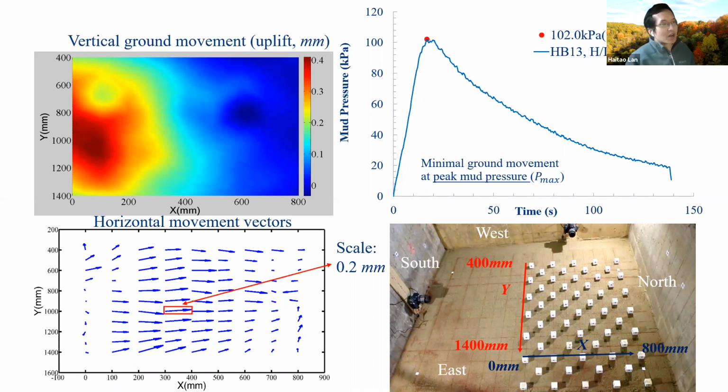So imagine you are on site, using horizontal directional drilling. When the mud pressure has already reached this critical peak pressure, you probably will not notice anything from the ground surface. So there's no warning for you, even though the pressure has already reached this maximum value.